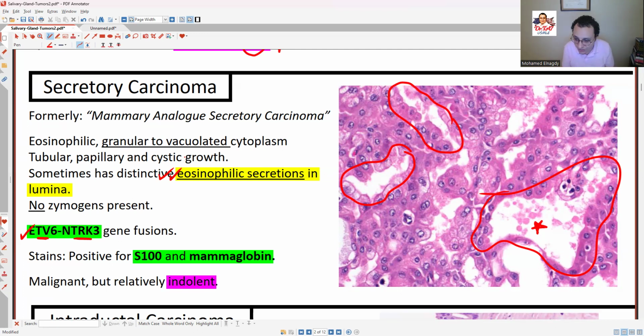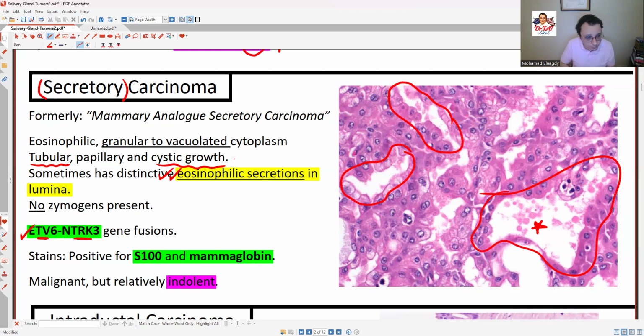This is what I highlighted. Eosinophilic secretions in lumina. So you have the same oncocytes, but remember the word secretory. This reminds you of secretion. So this reminds you of acini or tubules. That's why the oncocytes here are making tubular structures, mainly, or making some kind of cystic structures, cysts. And in the cavities of these cysts or these tubules, you'll find this structureless eosinophilic secretion in the lumina.